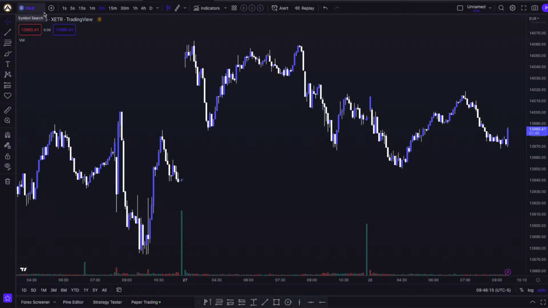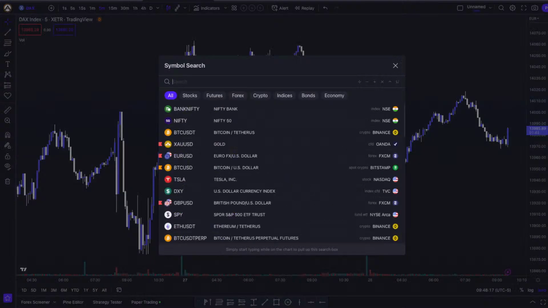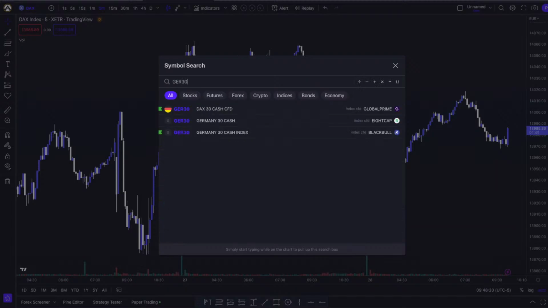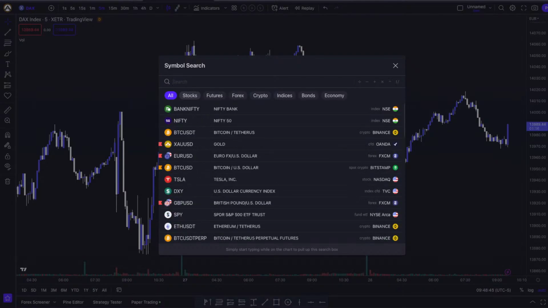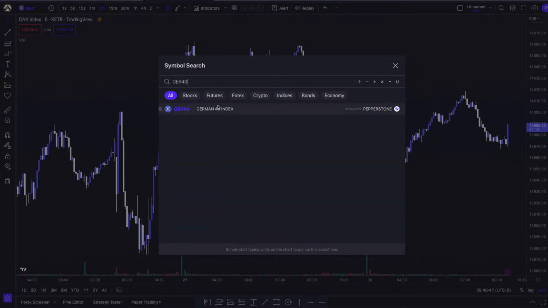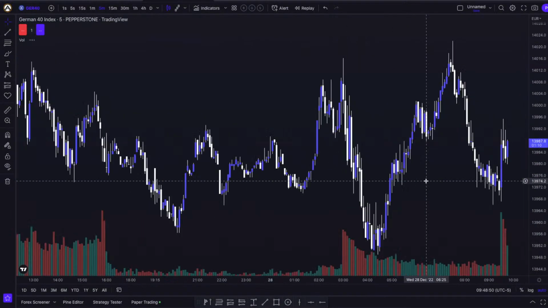DAX, this should be the right symbol, or would I have to look for something else? Would I have to look for German 30? What would I have to search for? Because I don't really trade the DAX or look at the chart at all. So would it be the German 30, 40, or is it going to be just the DAX if I type it in? German 40, okay. So I guess I'm going to do the Pepperstone CFD then.